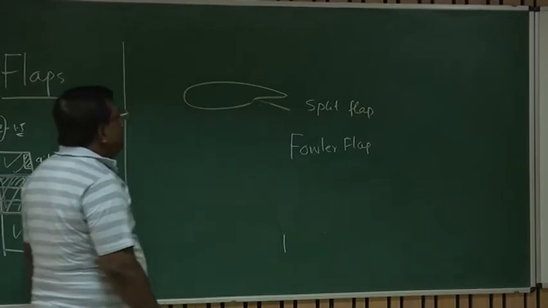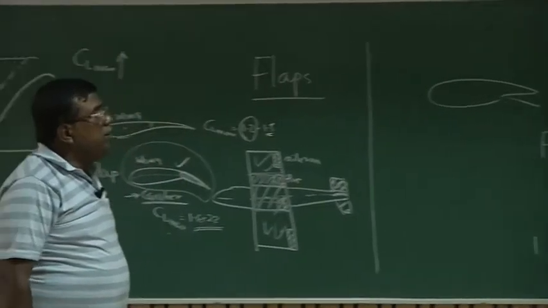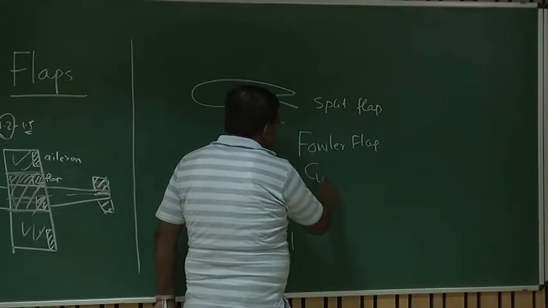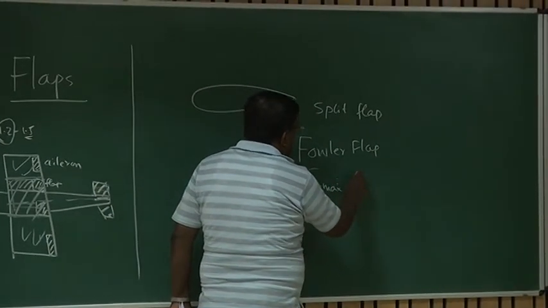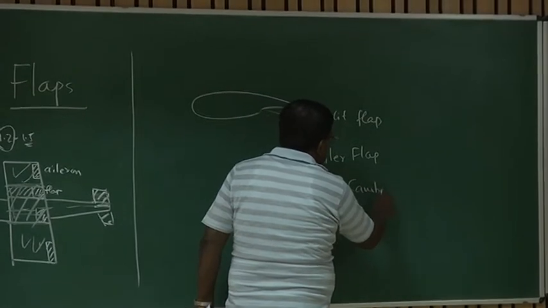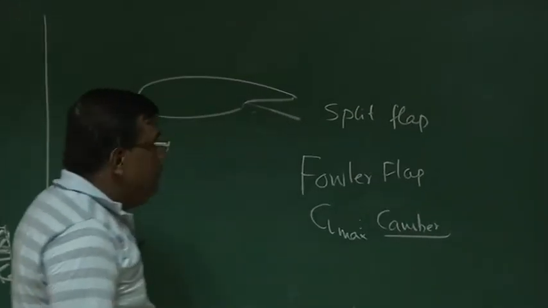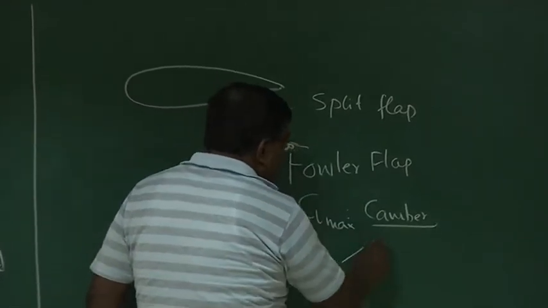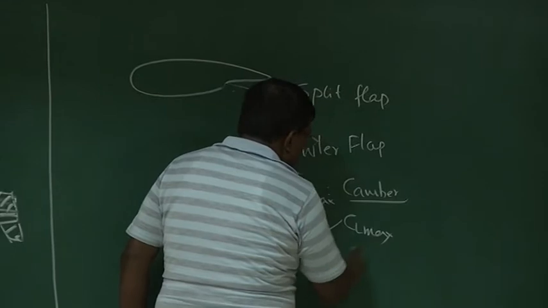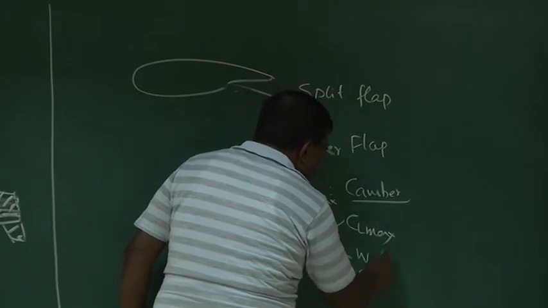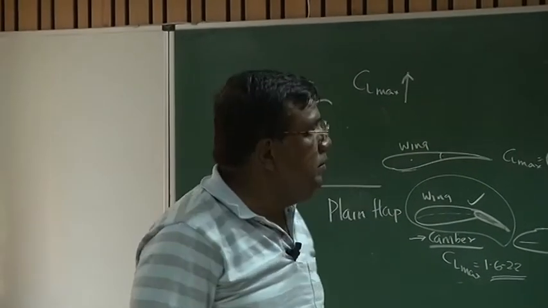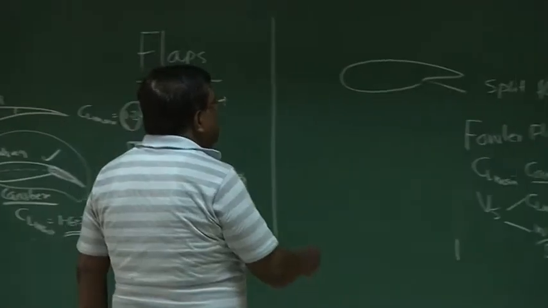What is the concept here? Remember, I told you, if I want to increase CL max, what are the options I have got? Option is camber. Change the camber. But if you want to reduce the V-stall, I have an option: not only increase CL max, but also reduce wing loading. May it be low, doesn't matter. Slight increase in area is good enough. So that concept is used in Fowler flap.